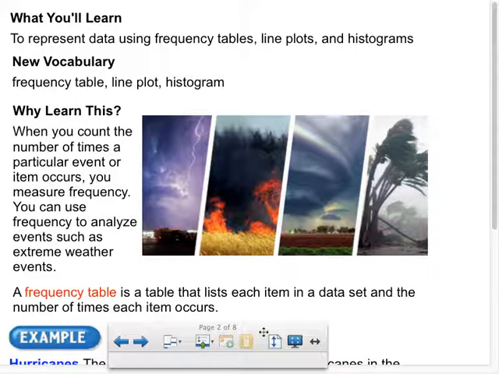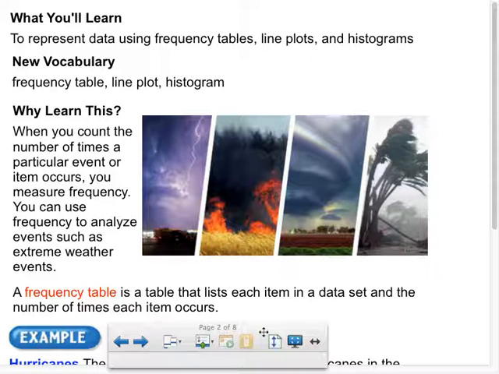Okay, now let's go through this, and I want us to think about a word. The word is frequent, and I want to ask you what that word means in a moment, but first we're going to read through what you'll learn. So this is what we're going to learn today. To represent data using frequency tables, there's that word frequency. It's another form of the word frequent. And then line plots and histograms, okay? Students typically confuse these 3 things, so I want to make sure they get this right today.